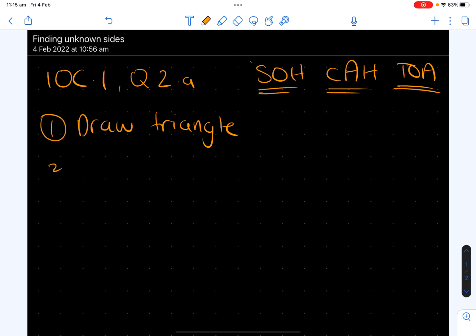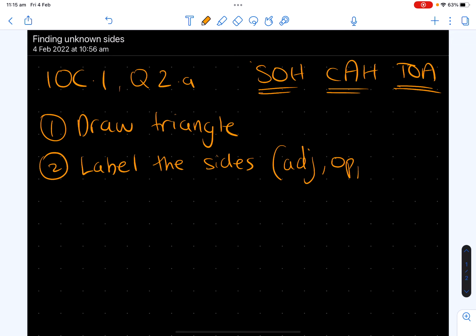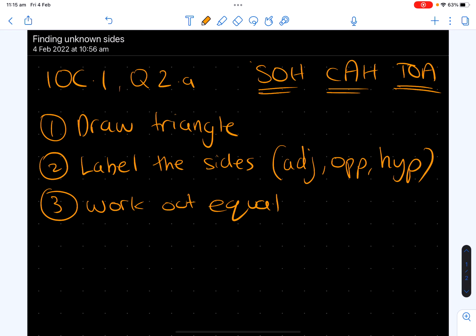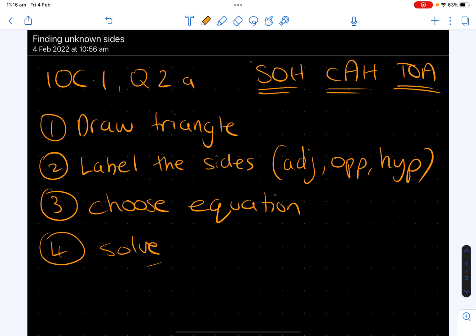The second step is label the sides. Now, how we want to label them is adjacent, opposite, and hypotenuse. And then after doing this, we want to work out which equation to choose. I'm just going to say simplify that a bit. Choose the equation. And the fourth step, of course, is to solve.